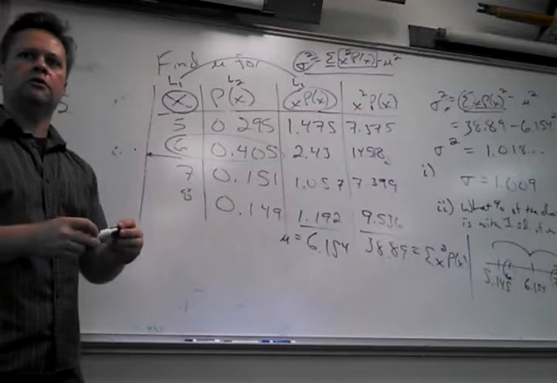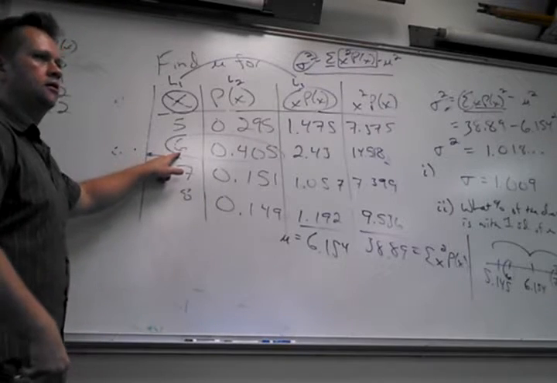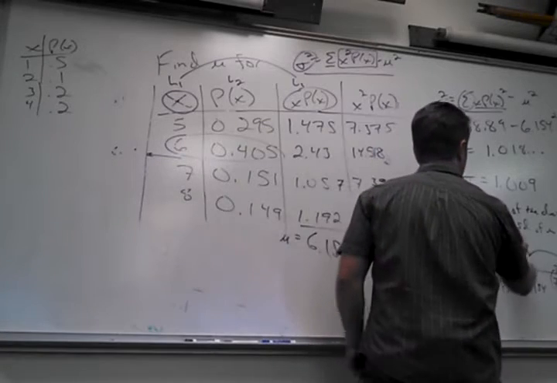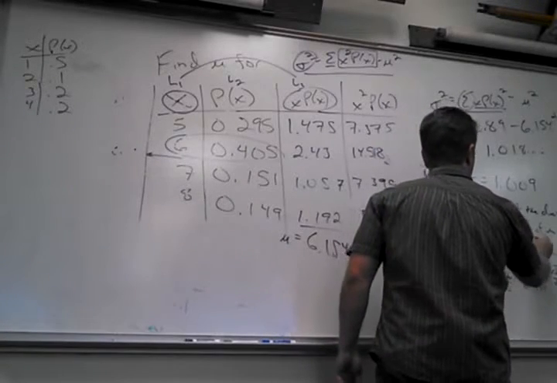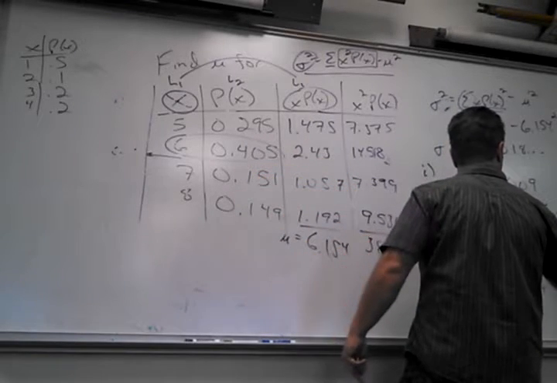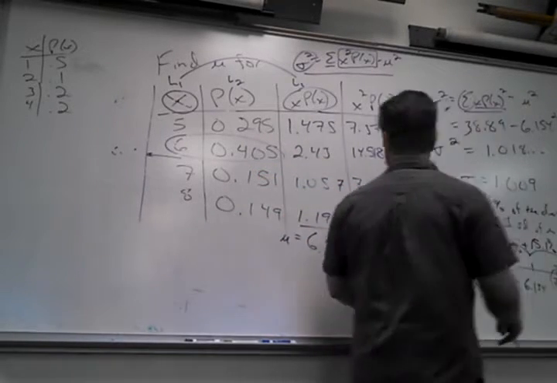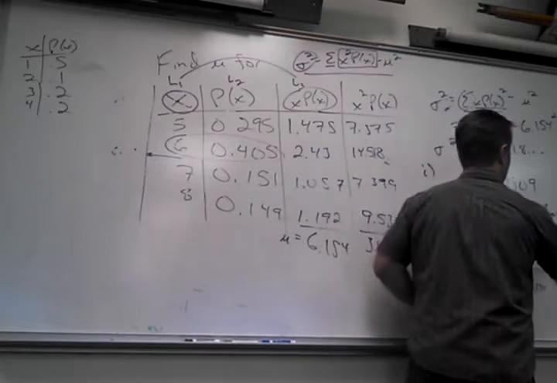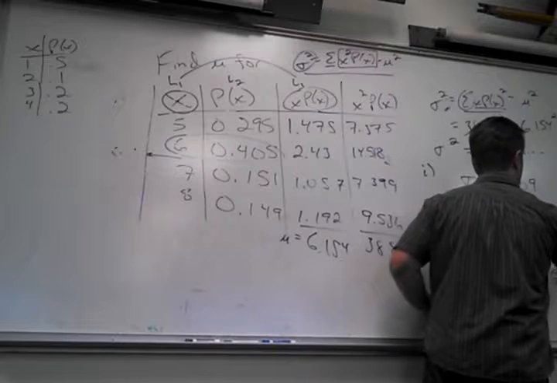No. What percentage of my data is 6? So what's the total percentage in here? 6 is 40.5%. Plus 7 is 15.1%. So then you get a total of 55.6%.